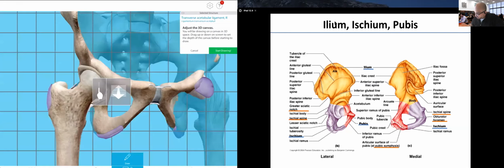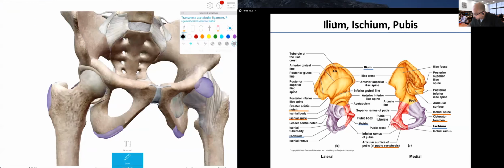Looking on here, you can see this large hole. This is called my obturator foramen. Obturator foramen is this hole here that will serve as a pathway for the nerves and the vessels to travel in and out of the pelvic cavity. This is my obturator foramen.